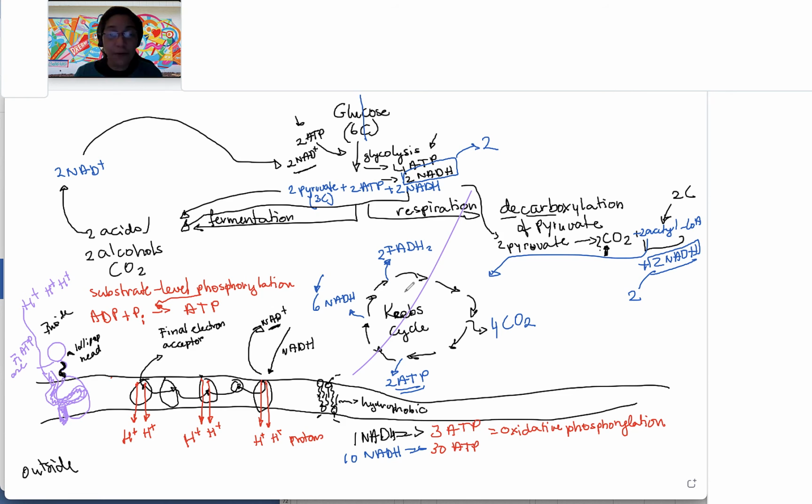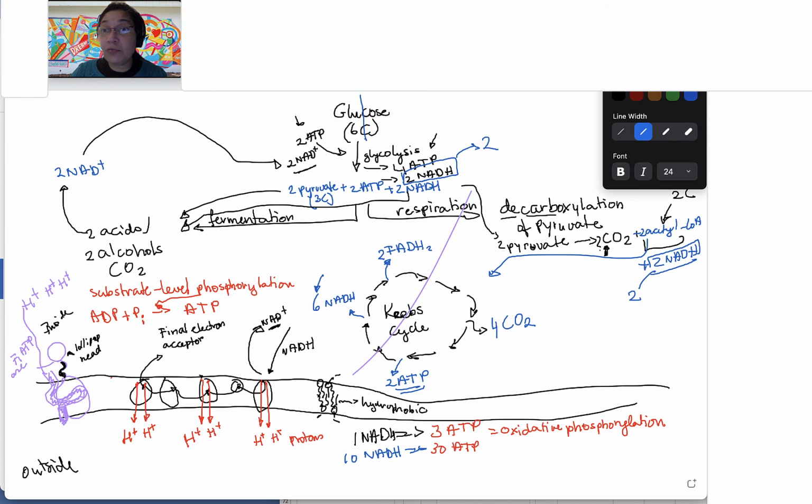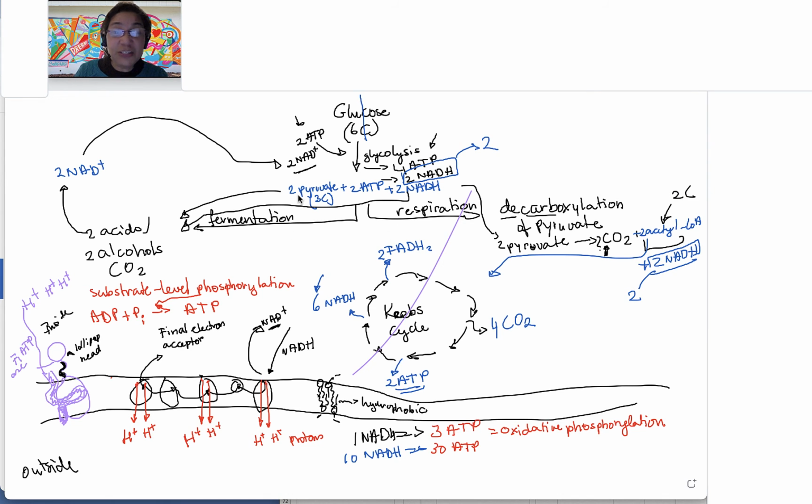But wait, there's more. FADH2 does the exact same thing as NADH. It donates electrons to the electron transport chain, and protons are being pumped to the outside, and ATP is made, yada, yada, yada. The only difference is that FADH2 is not quite as good an electron donor as NADH is. So it cannot donate those electrons at the very first protein in the electron transport chain. It donates these electrons somewhere over here.